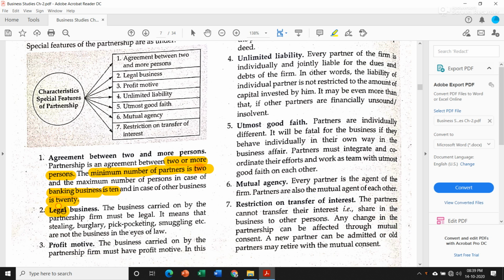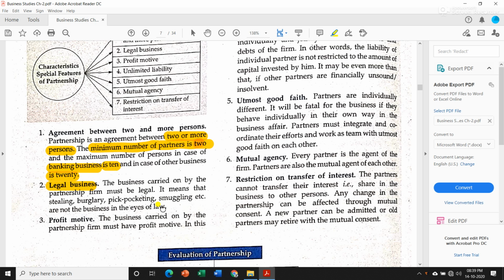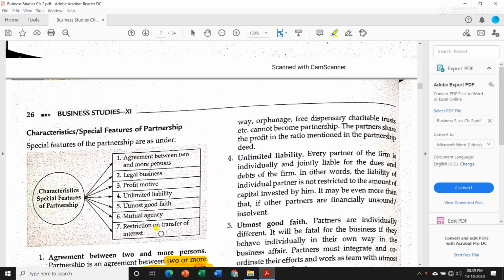Then next is legal business. The business carried on by the partnership firm must be legal, means it should not be illegal like stealing, burglary, pickpocketing, smuggling, etc. Then profit motive. It is very easy that for partnership also profit motive should be there for carrying on any kind of business.